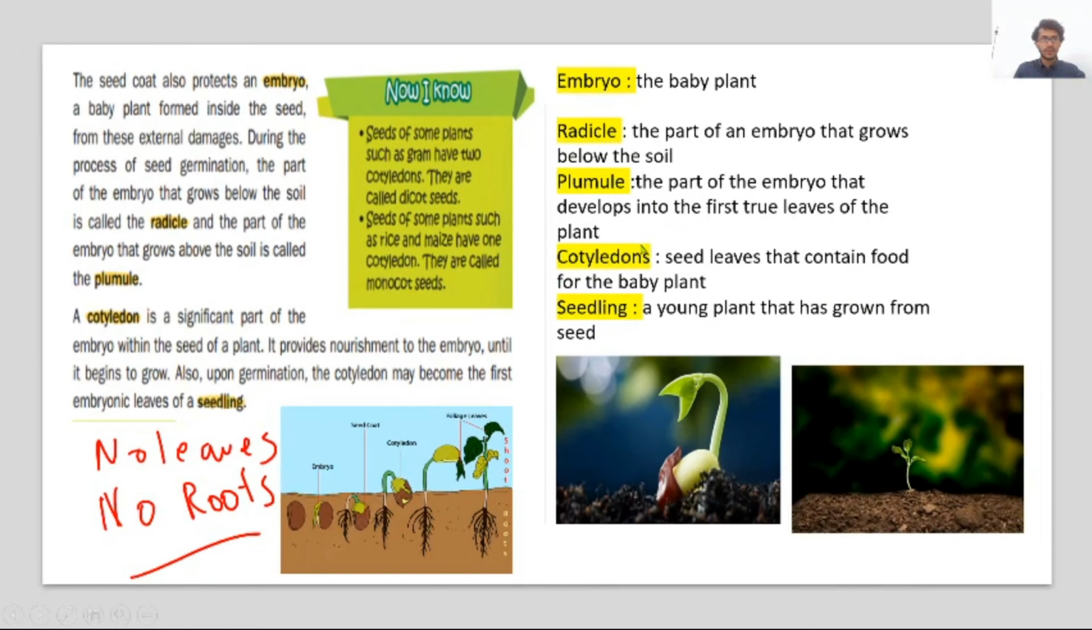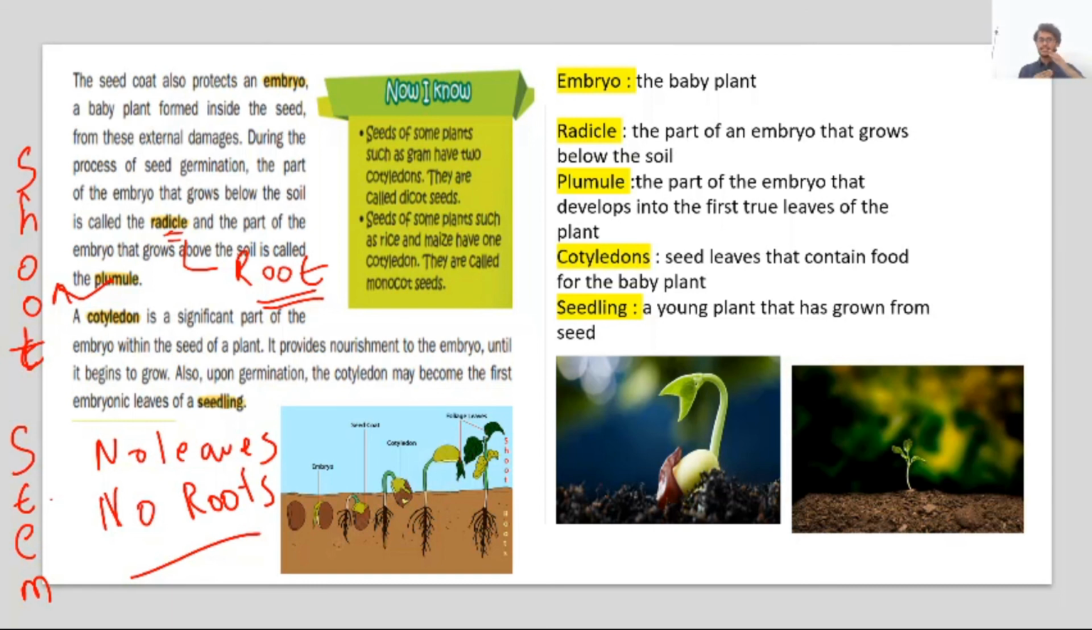Now when I say a radicle, what will a radicle do? It will develop into the roots of the plant. And since a plumule grows above the soil, it will grow into the shoot, or the stem, of the plant.